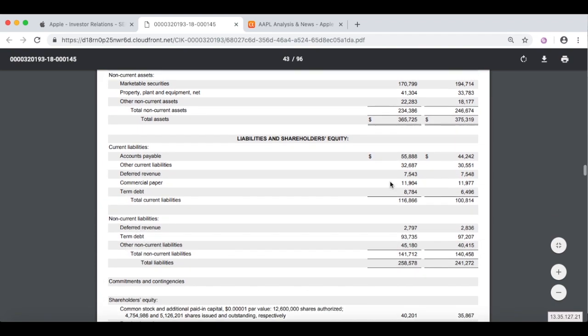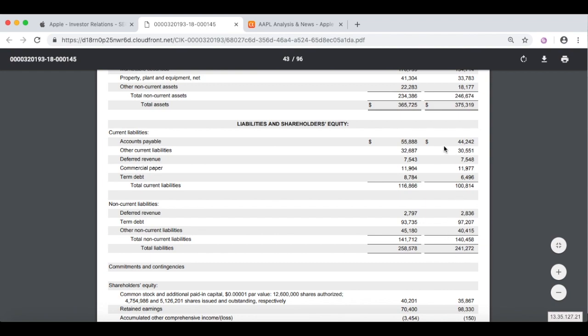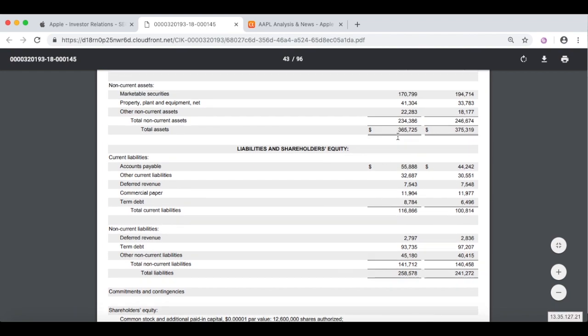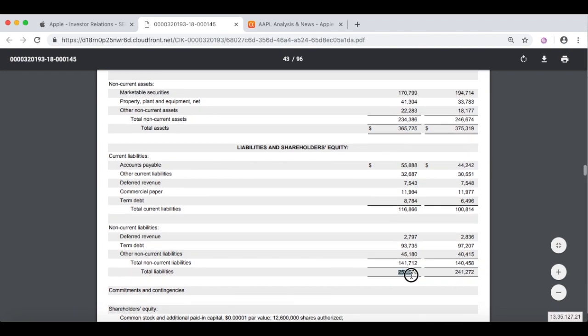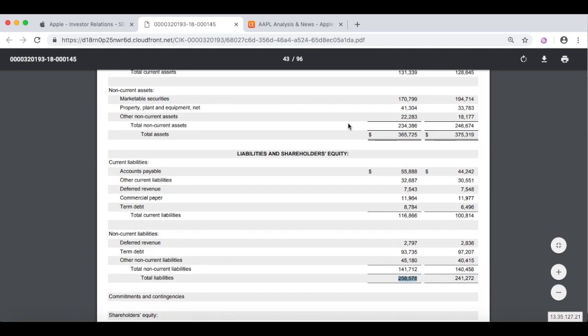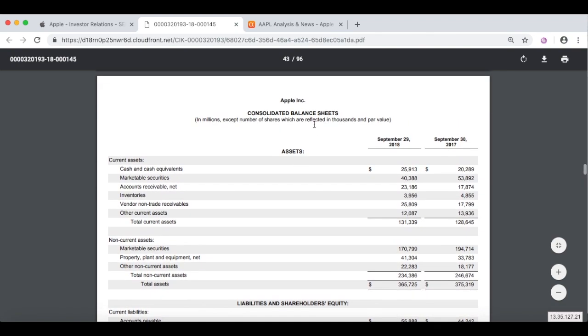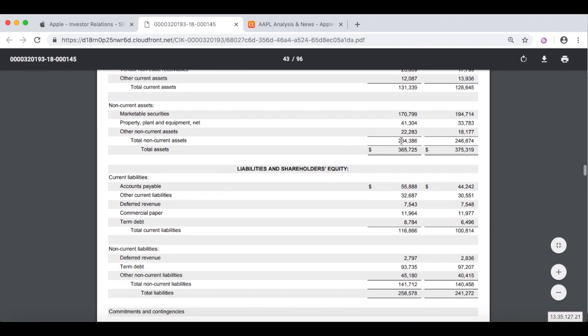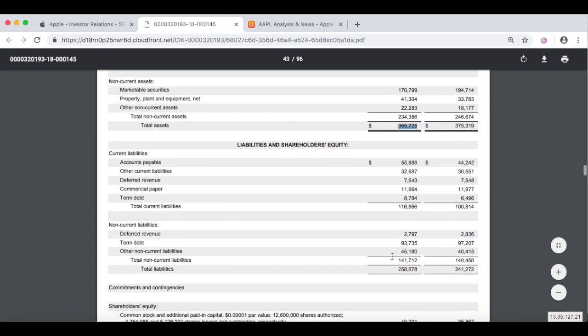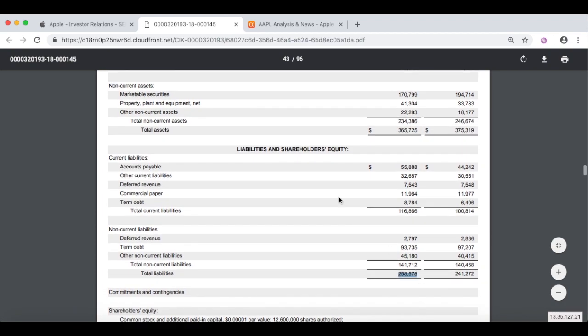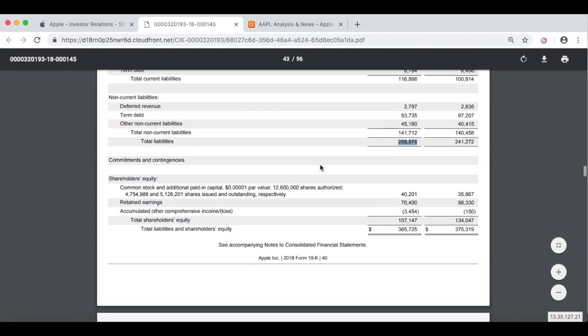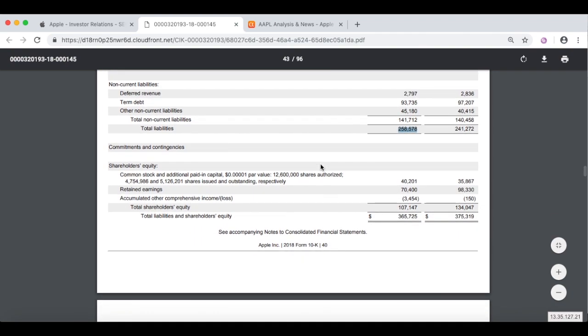We can see total assets, total liabilities. Again, wow, look at that. Guys, that is a wide gap when this data is in millions. Again, this is not in thousands, this is in millions. It's an extraordinarily large gap between total liabilities and total assets. And that's exactly what you want to see if you're an investor.